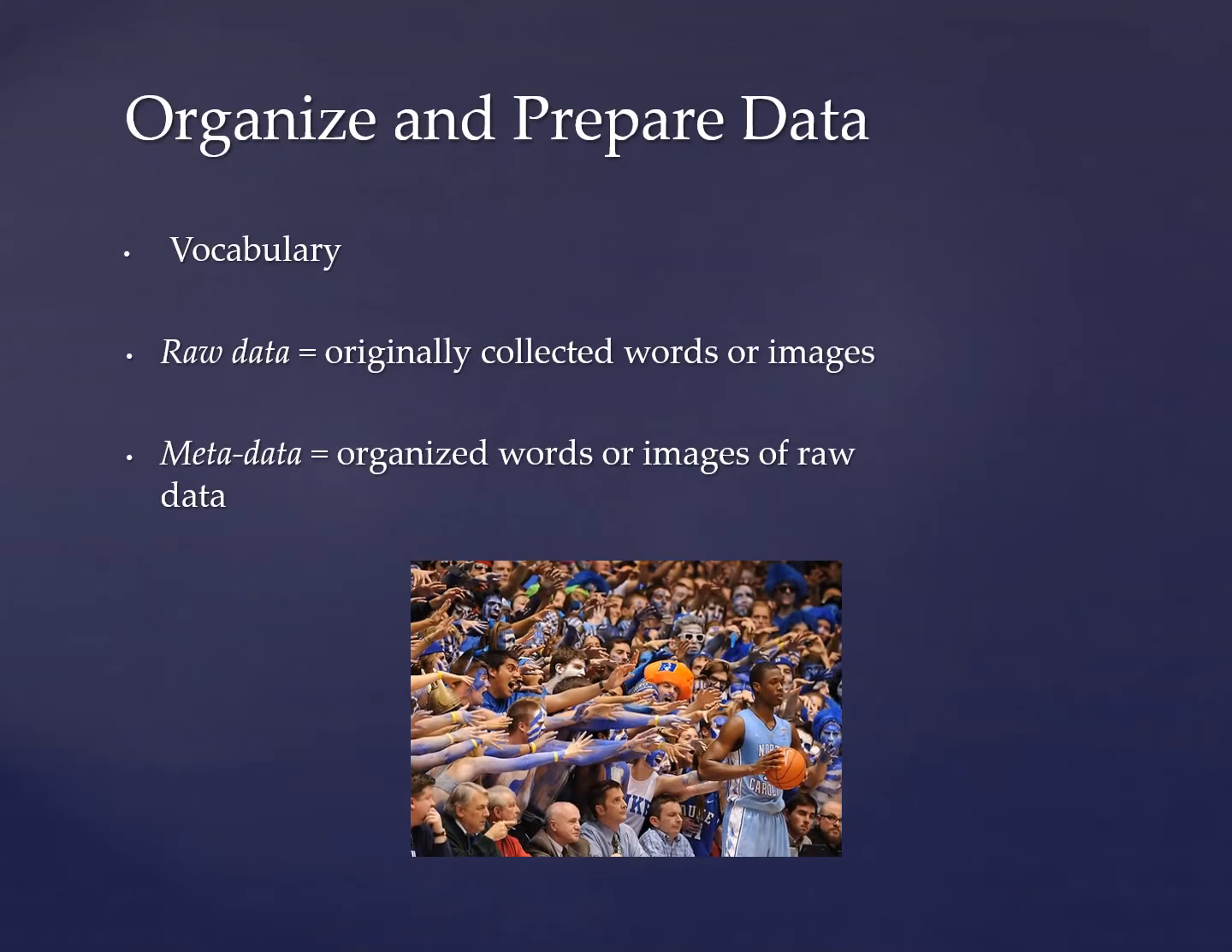Let's take a look at data. So we have raw data, which is originally collected words or images. This is original source material. This is something you can collect or you can get from somebody, but it's the original content. Metadata is organized words or images of raw data. So this is when we take the raw data and we manipulate it in some way for whatever purpose, but we're looking at the second level of data. So this is a secondary source in some respect.